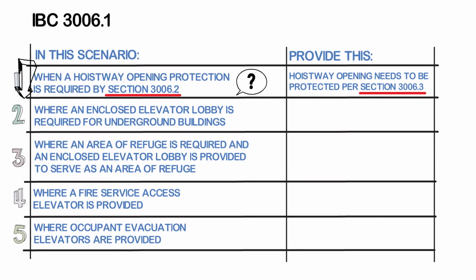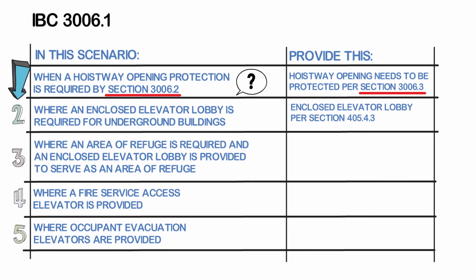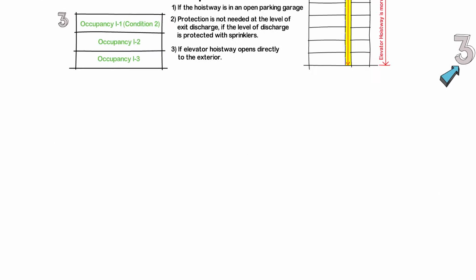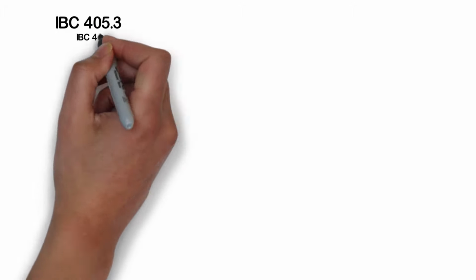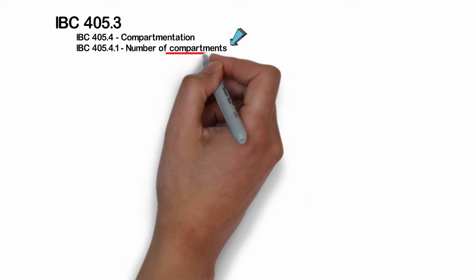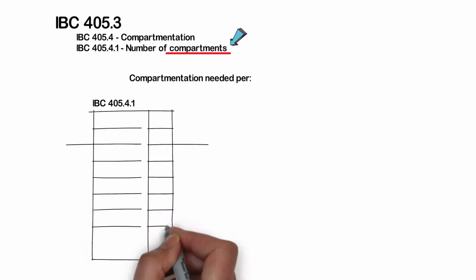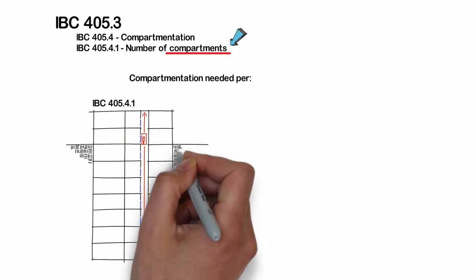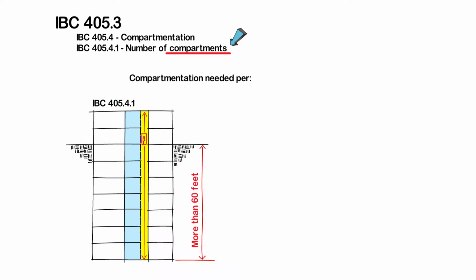Item number 2 stated that if an elevator lobby is required for underground buildings, then it has to meet section 405.4.3. As with all codes, you should check out section 405.4.3 and also read 405.4 and 405.4.1. Now, you might be under the impression that compartmentation only applies to buildings that have a floor level more than 60 feet below the finished floor or the lowest level of exit discharge.